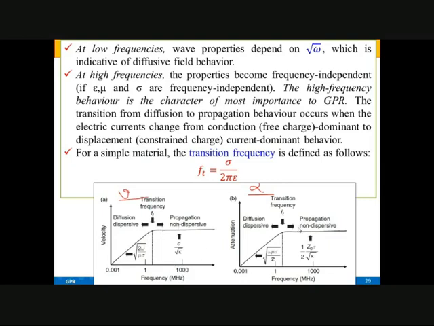Okay. Similarly, the attenuation properties are also described here. So this is the attenuation for the low frequency. The attenuation will be root over of omega mu sigma by 2 for the high frequency condition. Okay, that's written here. And the transition frequency is in between the low and high frequency, which can be defined as sigma by 2 pi epsilon.